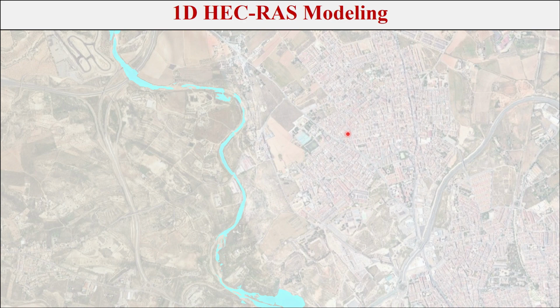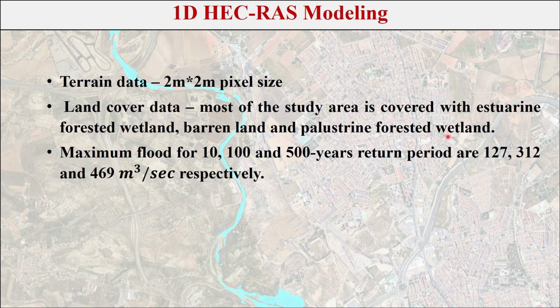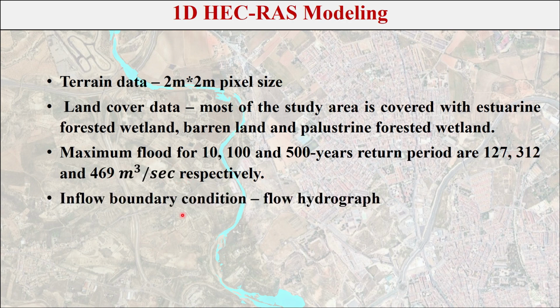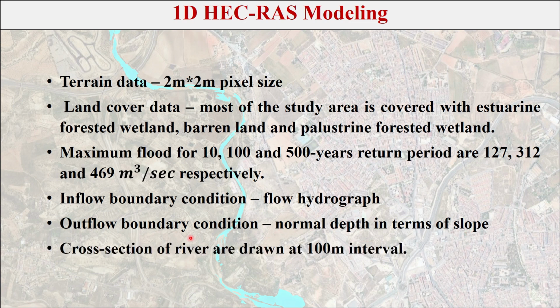Now in one-dimensional HEC-RAS modeling, we have our terrain data of 2 meter by 2 meter pixel size, and land cover data. Most of the study area is covered with forested wetland, barren land, and palustrine forested wetland, and the maximum floods for 10, 100, and 500 years return period are 127, 312, and 469 cumecs respectively. While modeling, we give the inflow boundary condition as a flow hydrograph and the outflow boundary condition as normal depth in terms of the slope.